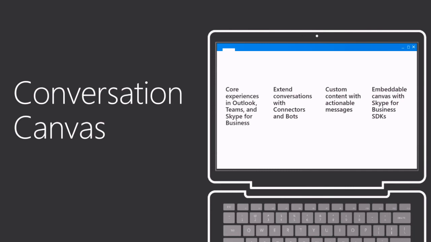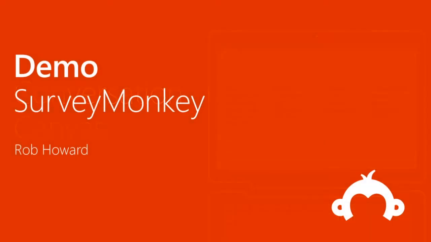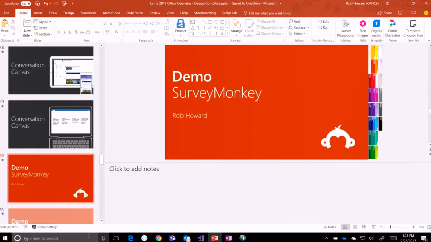And then you can take the conversation canvas provided by Skype for Business, and you can actually embed that in your own applications. Dan will talk, for example, tomorrow about some healthcare scenarios built on virtual healthcare consultations using the Skype for Business SDK. So we've got some really cool capabilities with the conversation canvas. And we want to show a partner that's built some very cool integrations on top of that conversation canvas, in particular SurveyMonkey, who's worked really closely with us to build a few different types of integration.